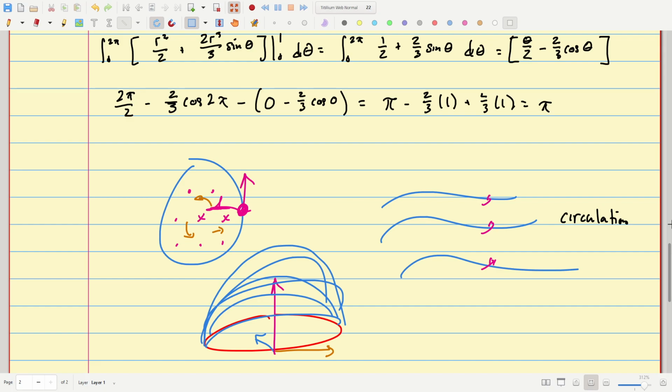The curl being 0 is just a case of there not being any interesting behavior in this regard. Let me be more clear about that.